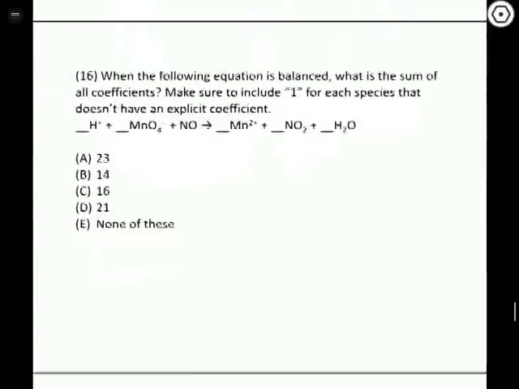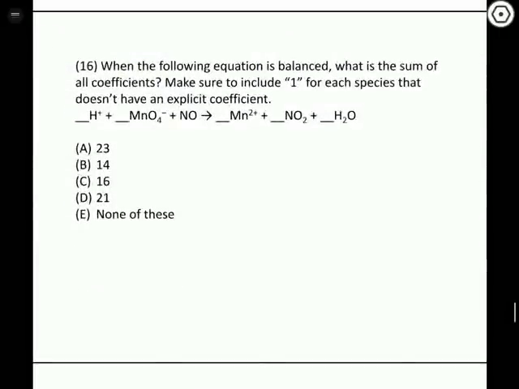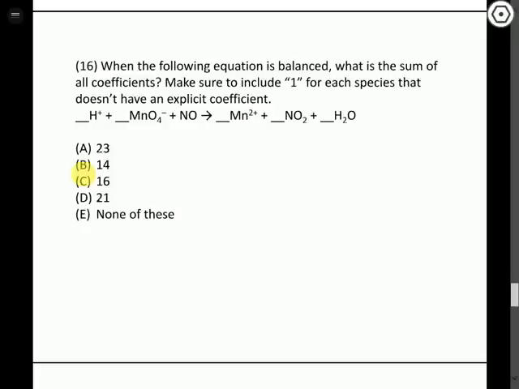All right, number 16. When the following equation is balanced, what is the sum of all coefficients? So this is a classic balancing oxidation number problem, and we need to review the method for doing that. I should have given you a little more room so I don't have to write it out again, but we have H+ plus MnO4- plus NO forming Mn2+ plus NO2 plus H2O.